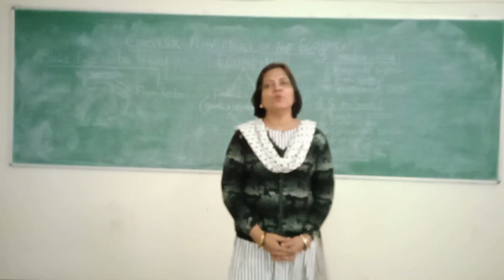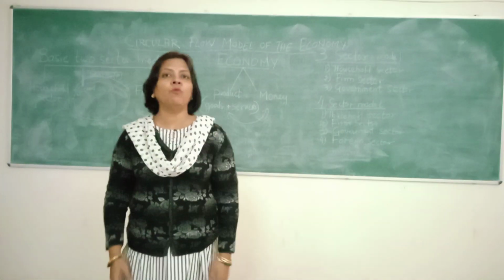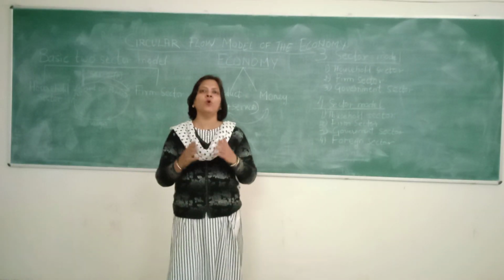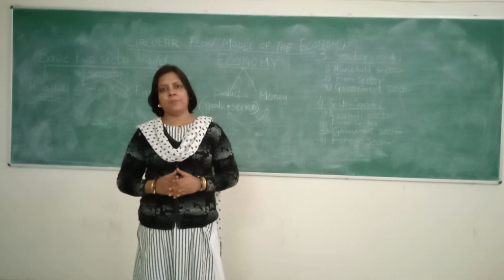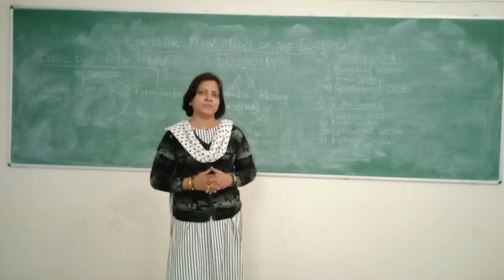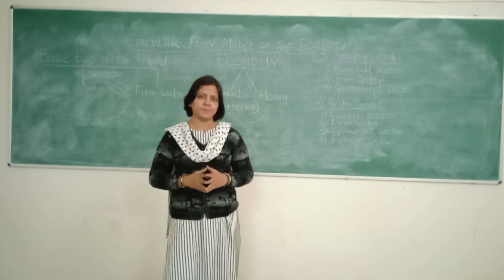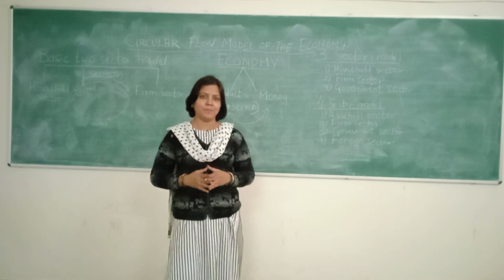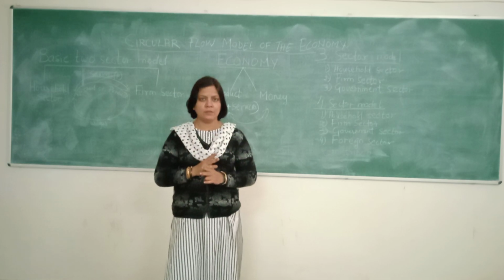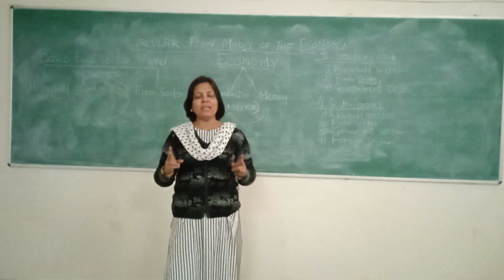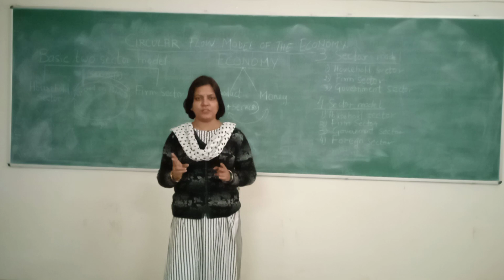Today I will explain the topic of the circular flow model of the economy. What do you understand by the circular flow model of the economy? As we know, any economy comprises two factors. One is product, which includes goods and services, and the other is money. And these two factors keep on exchanging among themselves. Money is given in exchange for product, and product is rendered in exchange for money.